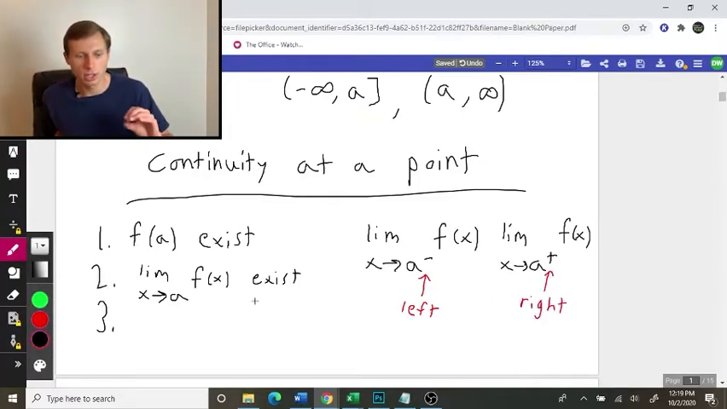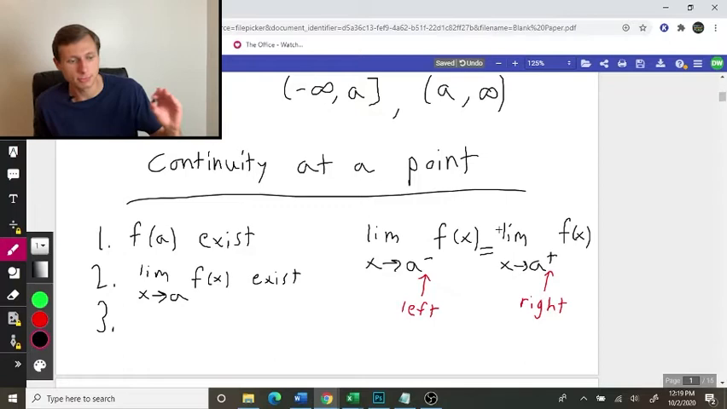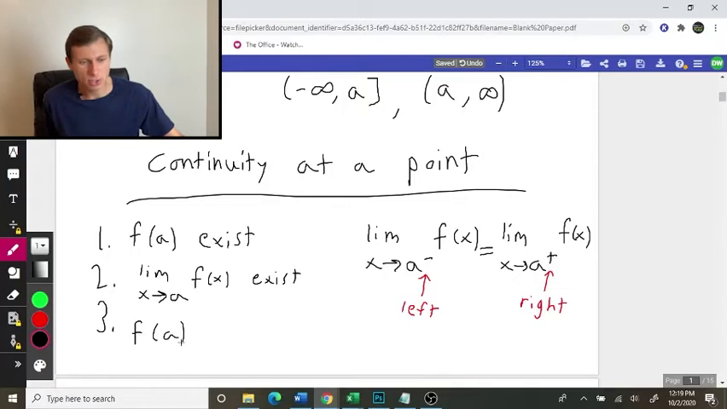And in order for the limit to exist, these two things have to equal each other. Okay? If the left-hand limit does not match the right-hand limit, the overall limit is not going to exist. So we need those two limits to match up. And if they do match up, and we've met our first two conditions, it's still not continuous yet. The only way it's continuous is if f of A, the actual value of the function, is equal to the limit at that value.